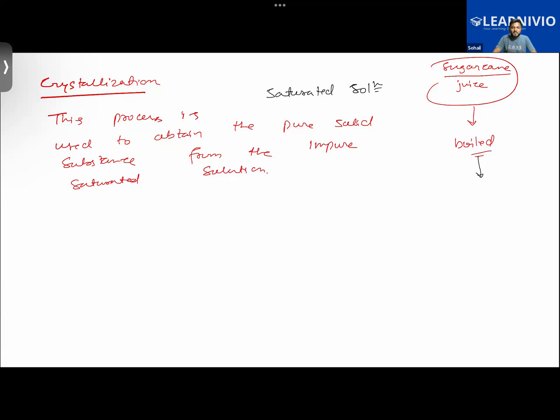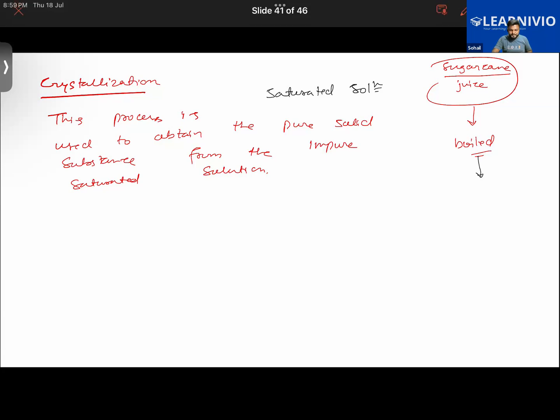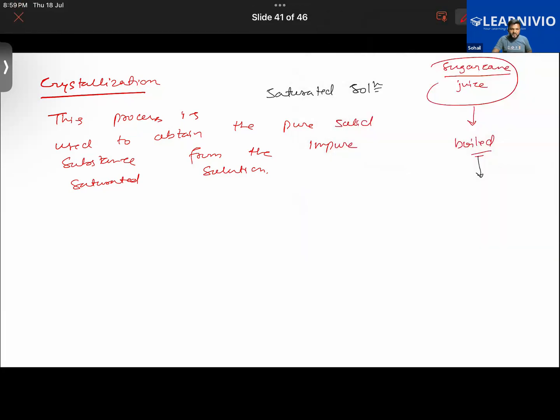Now, we can also perform some crystallization at home if we have a setup. Say, for example, you want to obtain crystals of copper sulfate, or any other substance. What we can do, first of all, in the first step, in a beaker.